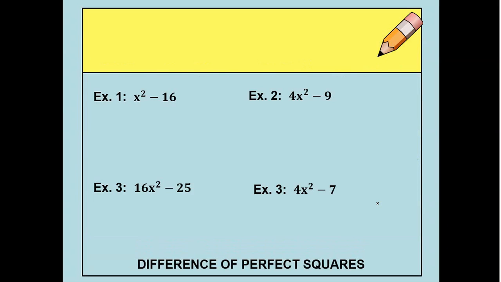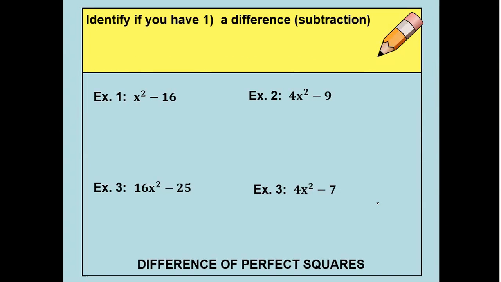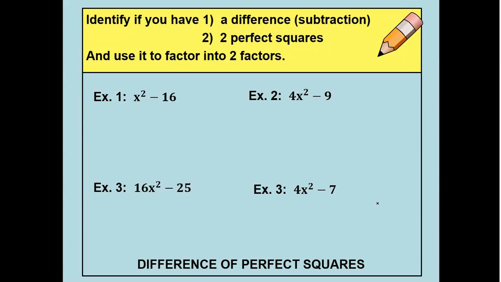And the last kind, difference of perfect squares. Basically, you need to make sure that you have some criteria before you even try this. So you need to identify if you have a difference. So you have subtraction in the middle. Then you need to make sure, do you have 2 perfect squares? Are both of the numbers with a squared in them? And then you're going to use it to factor into 2 factors. What this is going to normally look like. One is going to be one with a plus in the middle, and one's going to be one with a minus in the middle.